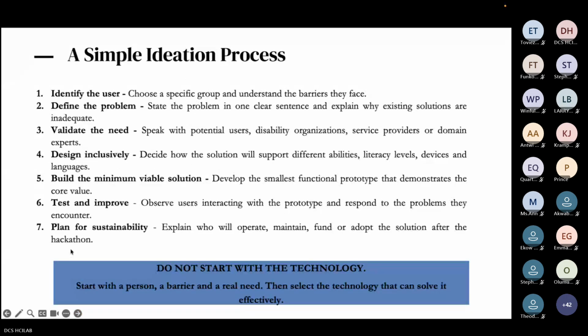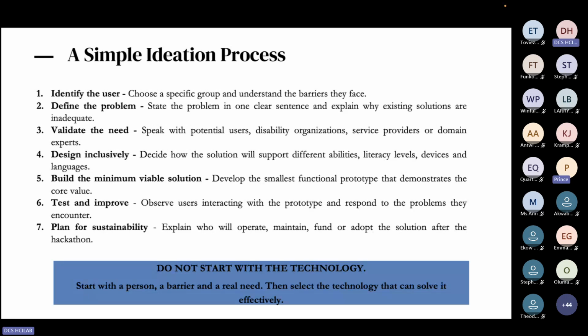Now, in order to guide your thoughts regarding what solutions you can possibly think of, or how you even come up with a solution, these steps are only intended to guide your thinking. You could start off by identifying a user. That means you should choose a specific group and understand the barriers they face.